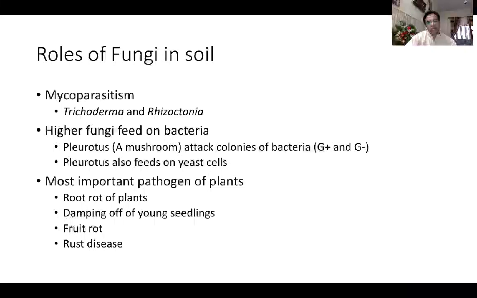Then the most important pathogens of plants belong to fungi. The most important diseases of plants, like root rot, damping off of young seedlings, fruit rot and rust diseases, all these pathogens belong to fungi.